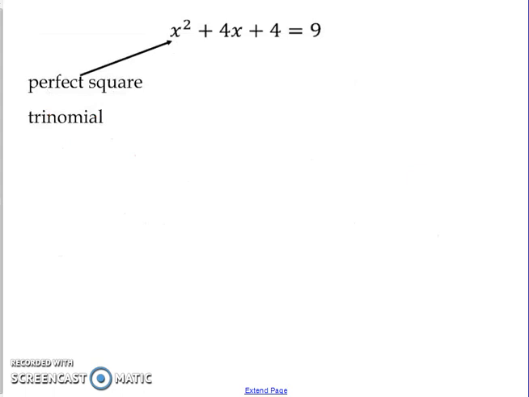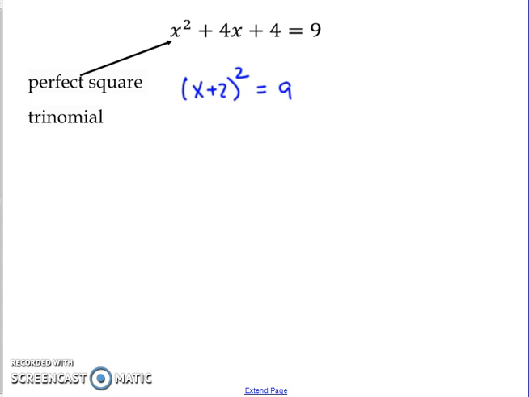So the left-hand side of this equation is called a perfect square trinomial. What that means is that it's two factors that are exactly the same, getting multiplied by each other. So x plus 2 squared, if I wrote x plus 2 and x plus 2 and I FOILed it out, that would give me x squared plus 4x plus 4. And that's equal to 9.